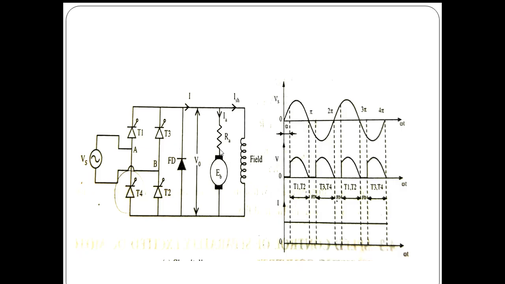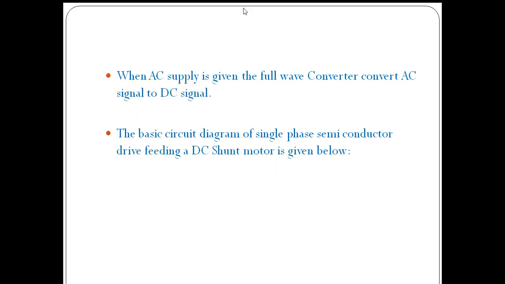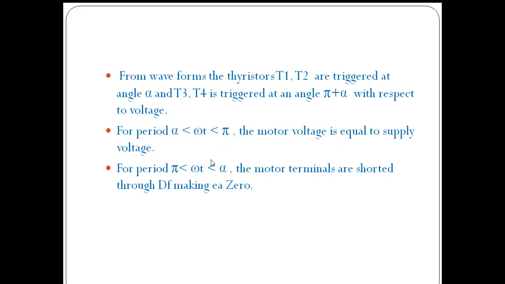Okay, and we may expect continuous conduction as the inductance of the DC motor will have sufficient capacity. When AC supply is given, the full wave converter converts the AC signal into a DC signal. The basic circuit of the single phase converter using thyristors we have seen. In the full wave converter, thyristors T1 and T2 are triggered at instant alpha and thyristors T3 and T4 are triggered at instant pi plus alpha with respect to voltage.